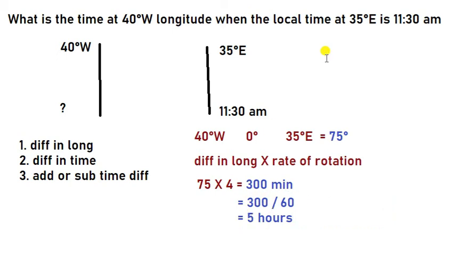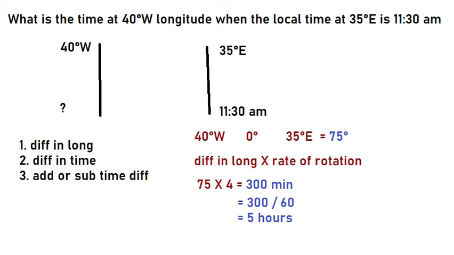Okay, now we have to go to the last step. I'm not writing the steps in a proper manner, I'm just doing this for you to understand. Now the last step is we have to add or subtract this time difference. The time difference we already got, that is 5 hours. Now we have to see whether we should add this 5 hours or subtract this 5 hours.